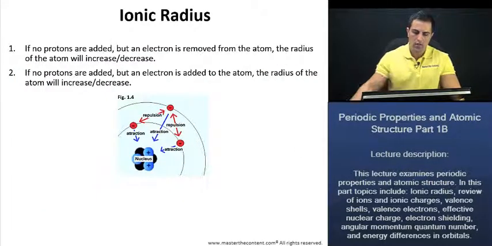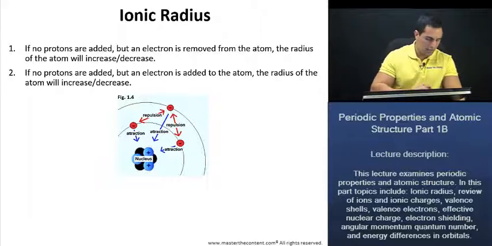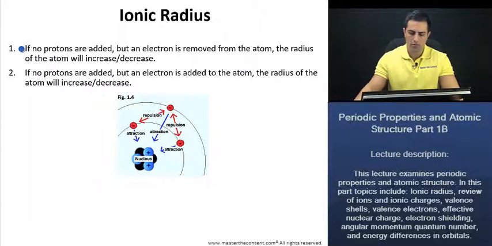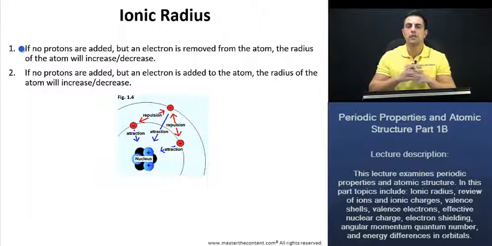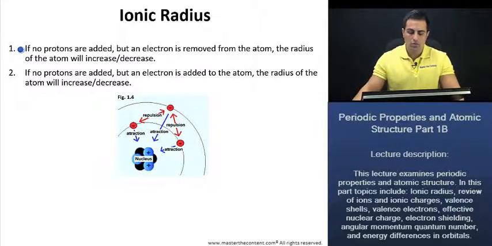Now, looking here, before we proceed, recall we had just said that once the atom gives up or gains an electron, or loses an electron, we can say, then we are referring to its ionic radius. Now, coming here to number 1, we see that if no protons are added but an electron is removed from the atom, the radius of the atom will increase or decrease.